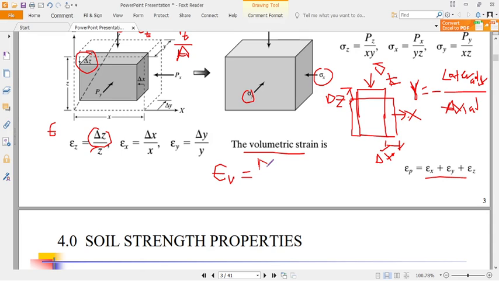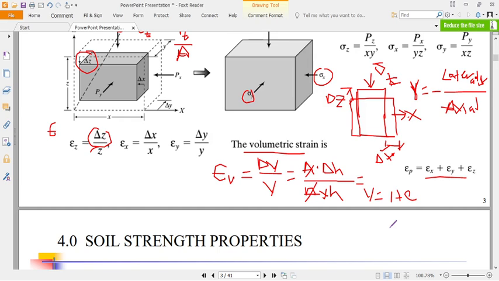And also remember our volume is equal to 1 plus e. Is that okay? 1 plus e. Now for the change in volume, it is equal to the change in the void ratio. So we can say that the volumetric strain can also be represented in terms of the change in e divided by 1 plus e naught. We shall see this further under consolidation, which will be in our chapter 6.